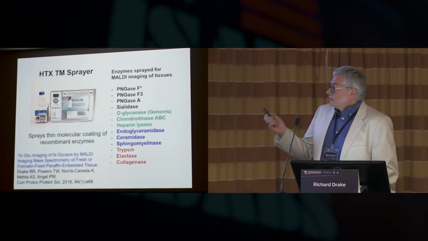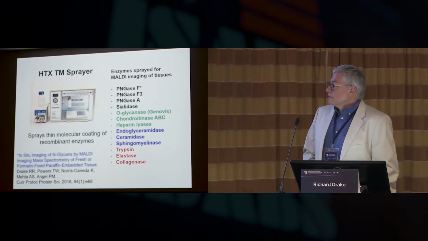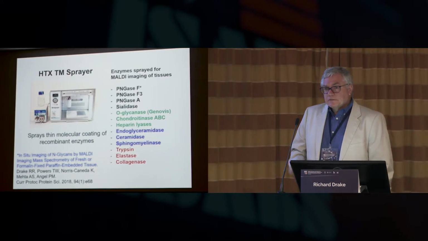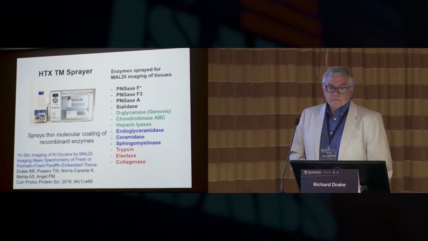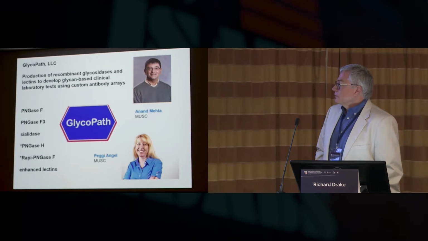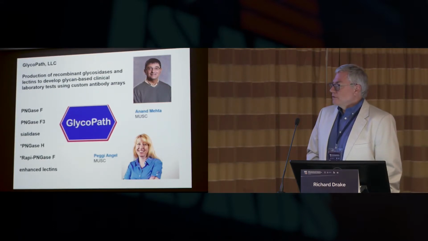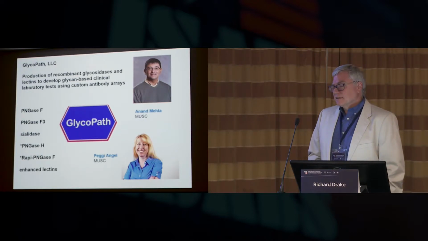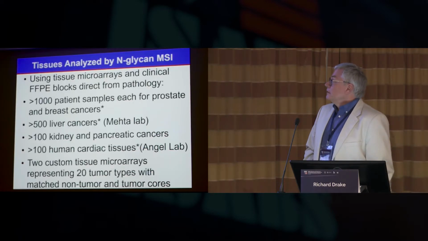And also, we can then apply these types of other enzymes. So in essence, what we're approaching is we change the signal by changing the enzyme. Using the sprayer then lets us do this quite effectively. And I don't have time to go through all of it. My colleagues, Anand Mehta, who's made most of the enzymes we use, and Peggy Angel at MUSC, we've recently formed a company to start working on some of these projects. You'll see at the end where I think this company is going.